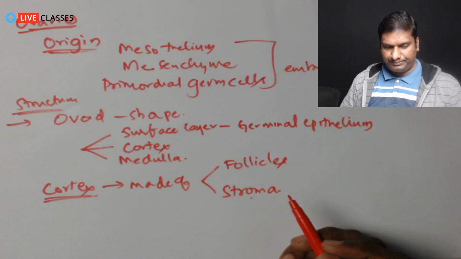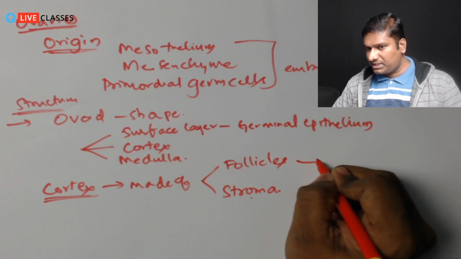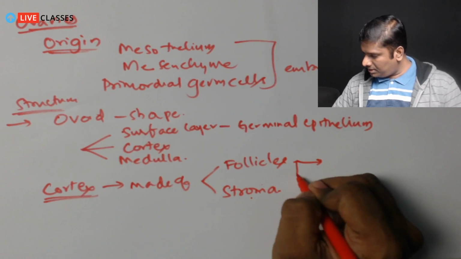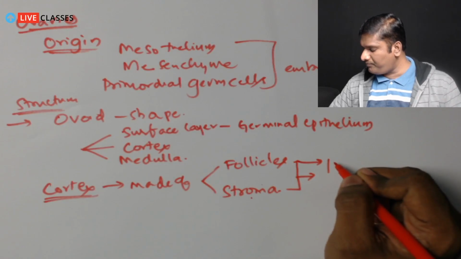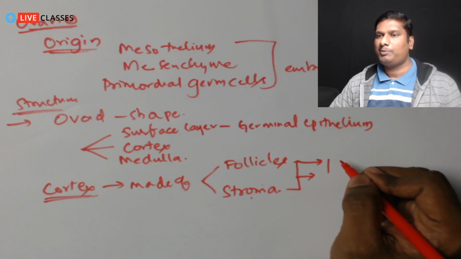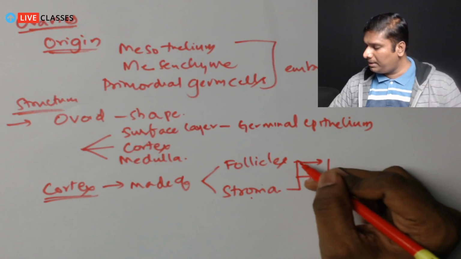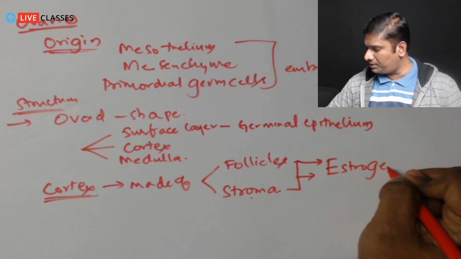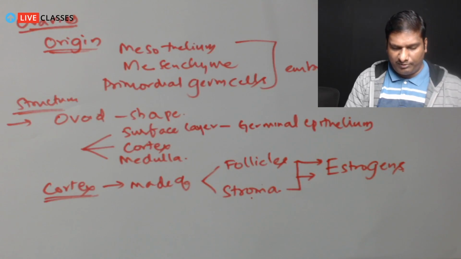Here, not just follicles, I'm sorry, both follicles and stroma are responsible for hormone formation. In the testis, it was only the Leydig cells present in the stroma which were responsible for the formation of androgens, the testosterone, dihydrotestosterone and androstenedione. Here it is both the follicles and stroma which are responsible for the production of estrogens.